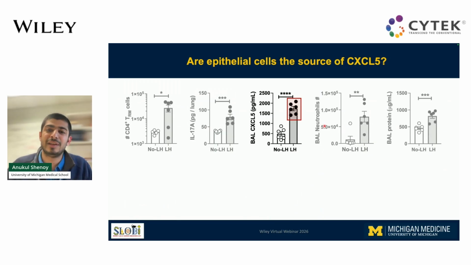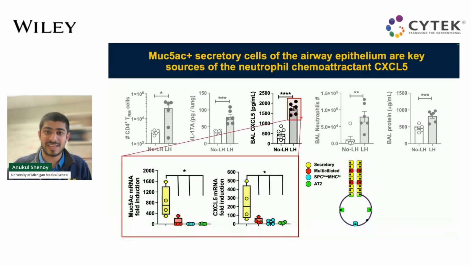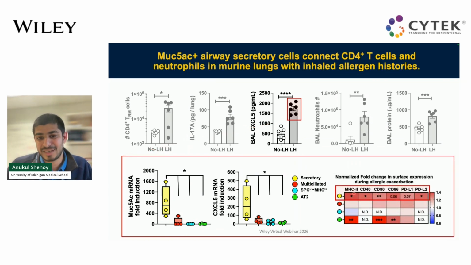On the same slide, if we look at the source of CXCL5, unlike in the context of pneumonia, where the alveolar type 2 cells were the main source of CXCL5, in our model, it was actually the mucin-producing airway epithelial cells that were the main producers of CXCL5, which makes sense. Asthma is an airway disease, and mucus-producing cells are around the airways, right? Interestingly, if we look at antigen presentation signals, it turns out these mucus-producing cells are also the most dominant antigen-presenting cells in the context of a memory recall with the allergen.